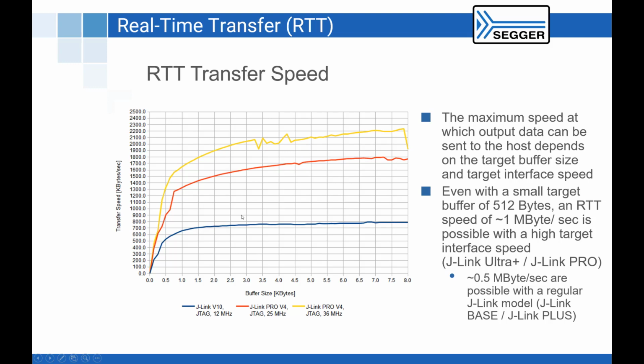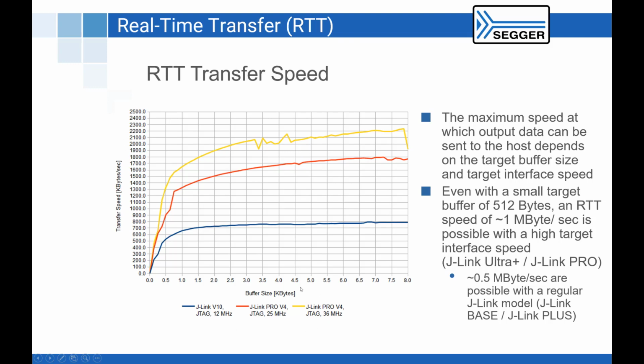So just to give you a broad idea of how that works on the target side, in terms of transfer speed, there are some factors that have an impact on the transfer speed, and one is the target buffer size, which we have here. Obviously, the larger the target buffer is, the less overhead you have, and the faster your transfer speed is. And also the target interface speed. So basically, how fast the debug probe, or the J-Link in this case, and the target exchange information also has a big impact on the speed.